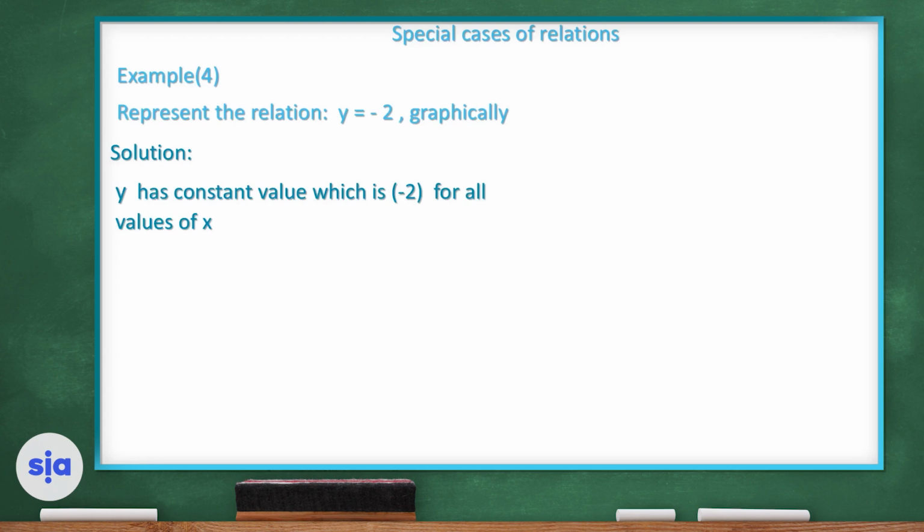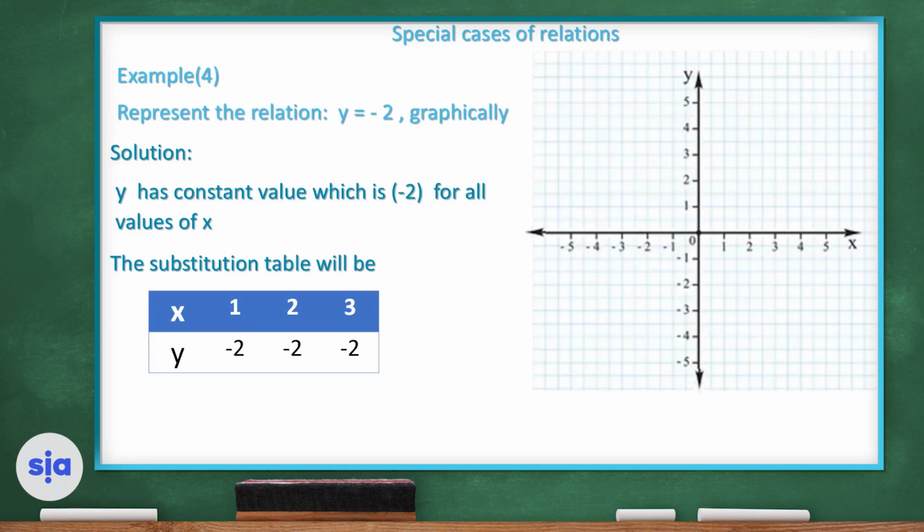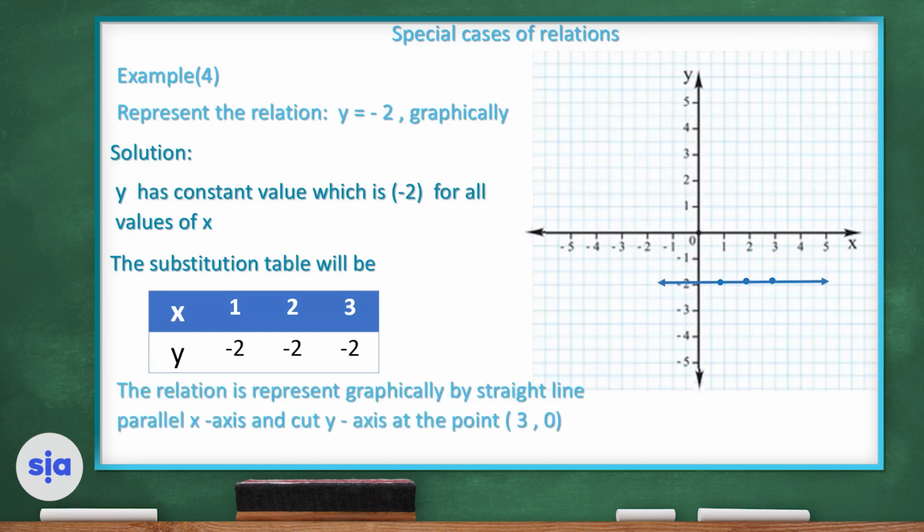Y has a constant value, which is negative 2 for all values of x. The substitution table will be: if x equals 1, y is negative 2. If x equals 2, y is negative 2. If x equals 3, then also y is negative 2. If you get the graph, plot the 3 points 1, negative 2, 2, negative 2, 3, negative 2. Then when we connect them, they form a horizontal line.